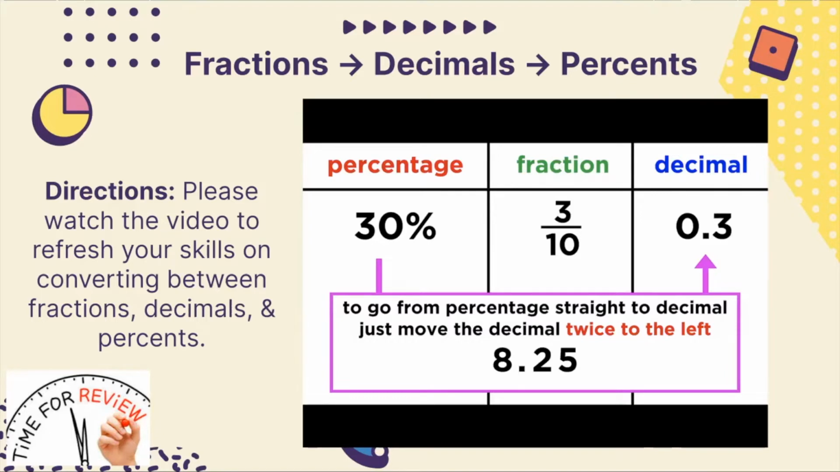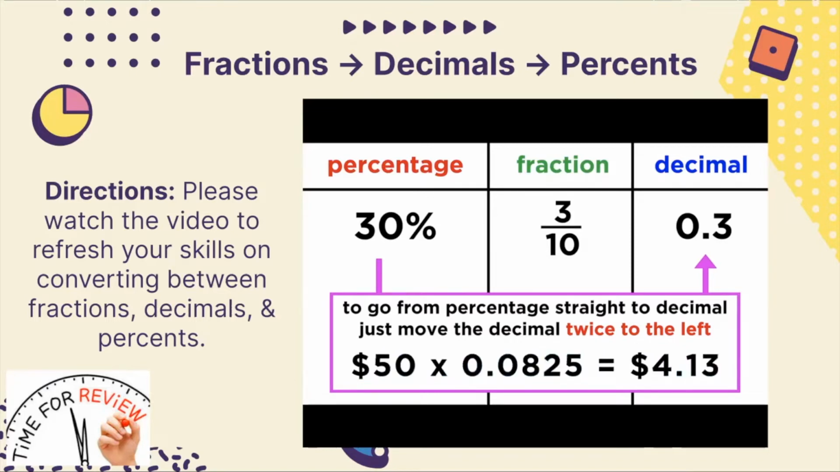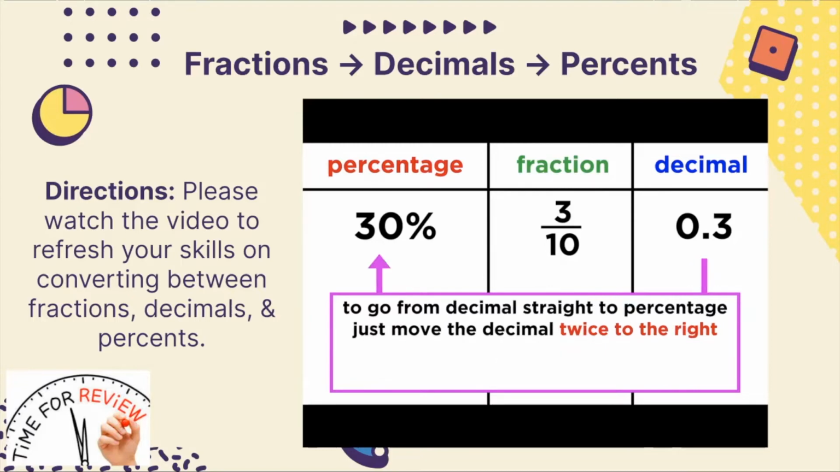We could do the same with an 8.25% sales tax. We move it once, and then if we have to move it again, but there are no more numbers, just put a 0. And there we have 0.0825, or the sales tax expressed as a decimal. This is useful because if you want to compute the sales tax on an item, you can just multiply its price by this number. So a $50 shirt would have a sales tax of $4.13. To go from a decimal to a percentage, we just move the decimal twice to the right, because this is the same thing as multiplying by 100.